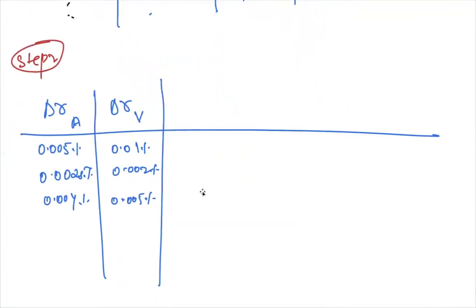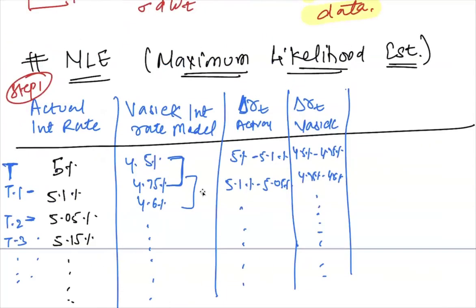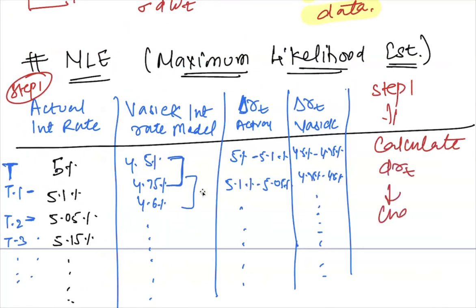So you'll get this whole series. This is the first step. Second step is calculate the residual. First step was calculate DRT, which is nothing but the change in interest rate. Okay, this was the first step.